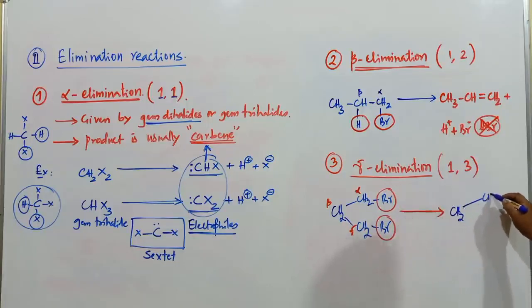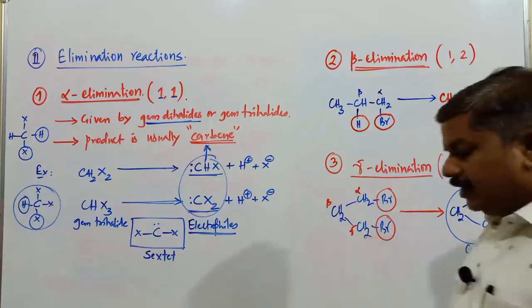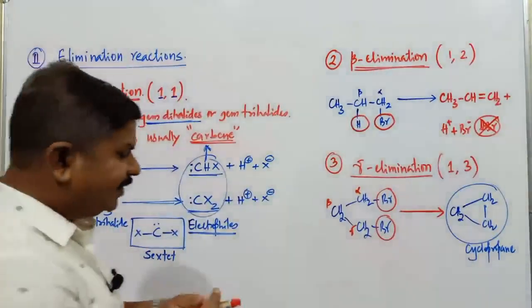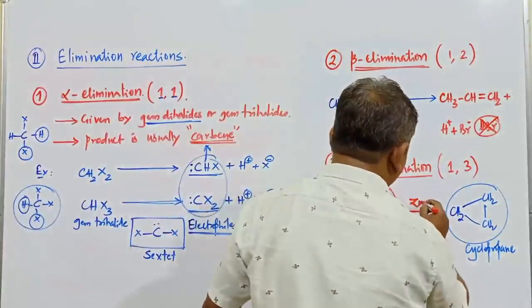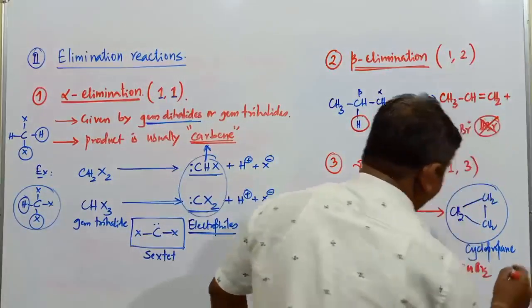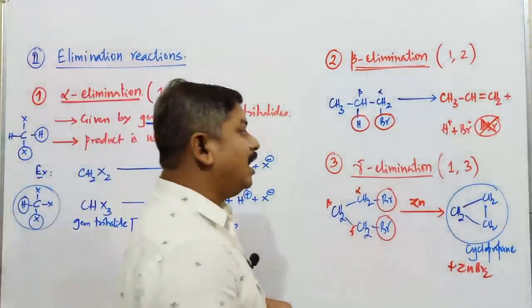Now this is CH2, this is CH2 and this one is CH2. What's the name? Usually a cyclic compound forms here. It is called cyclopropane. Usually this takes place in the presence of Zn, and the byproduct is ZnBr2. So this type of elimination is commonly called gamma elimination.